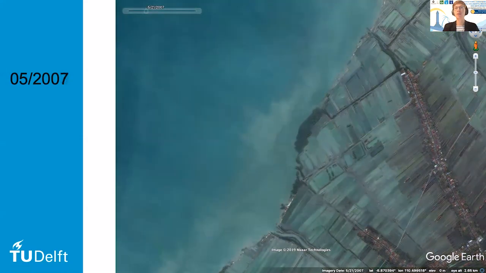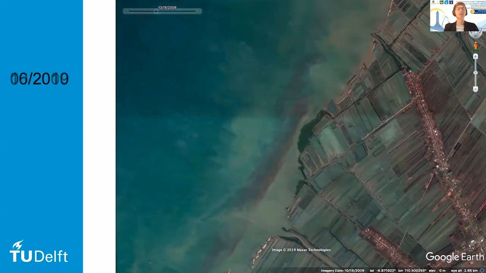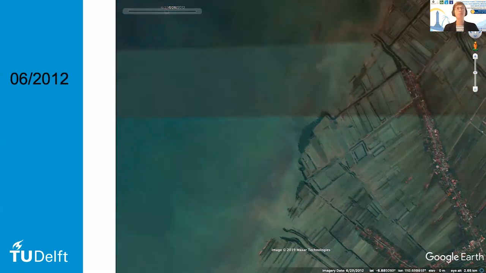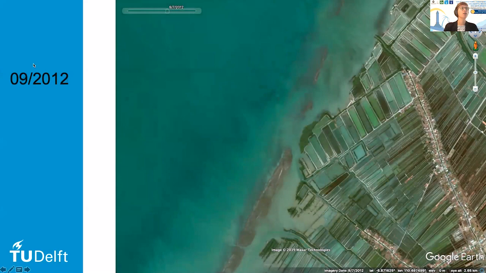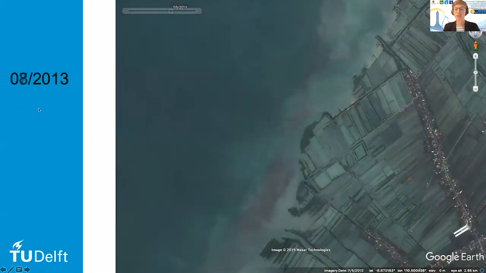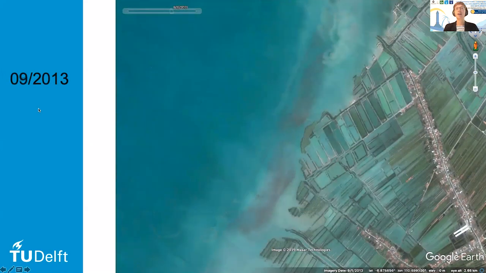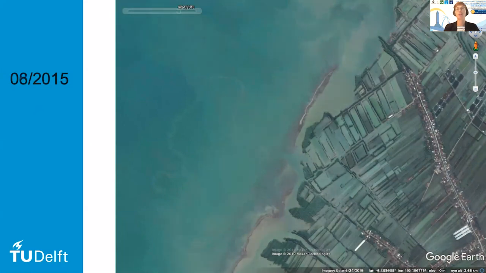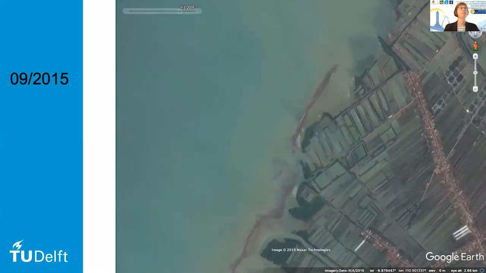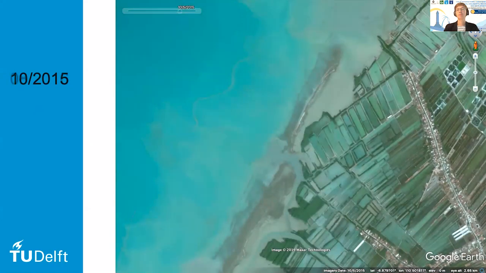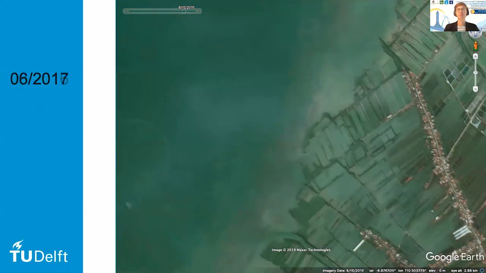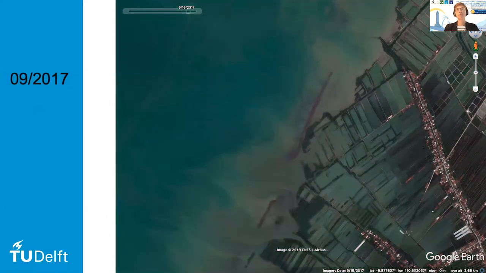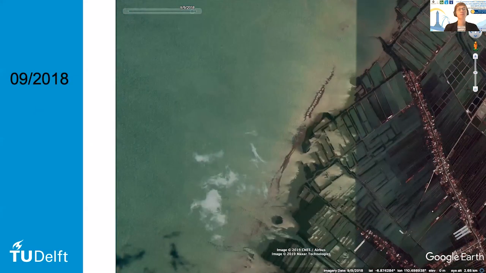However, not much is known about the dynamics of these cheniers. This animation shows us Google Earth images over a period of 15 years. You can follow the month and year each picture was taken. And you can actually see how dynamic these cheniers are. They appear, they disappear, and they move simply in a couple of months.